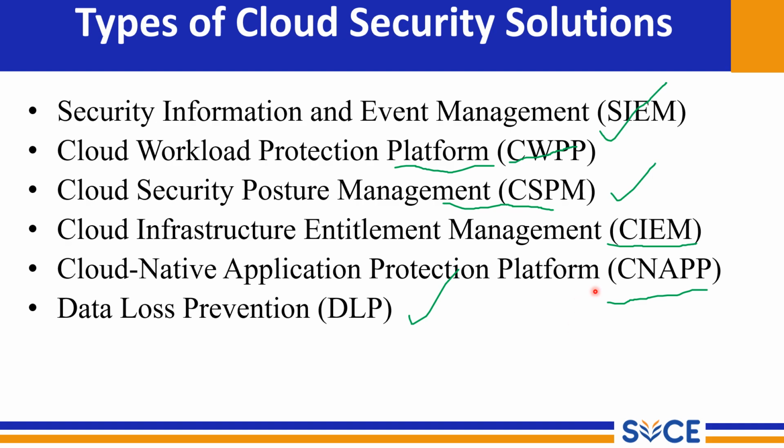And next one is Cloud Native Application Protection Platform, that is CNAPP. So here, it addresses security challenges in developing, deploying, and operating cloud-native applications. They provide an approach by integrating security across the application lifecycle from build to runtime. So CNAPP focuses on container security, application security testing, and managing vulnerabilities in cloud native architecture like Kubernetes and microservice-based applications.